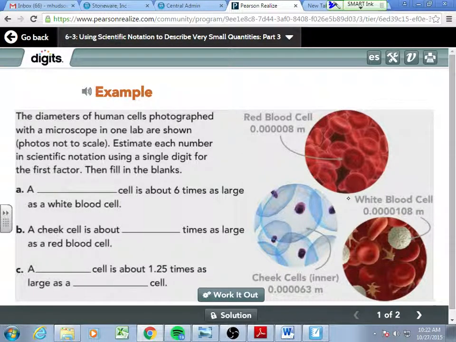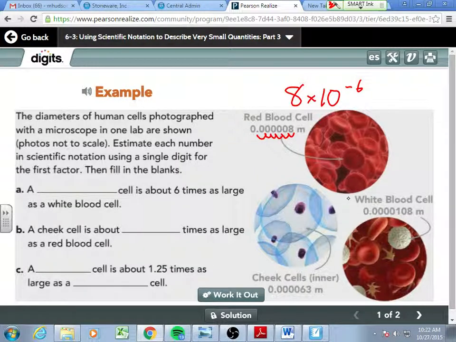So let's compare that. Let's write all of these in scientific notation. It says estimate each number in scientific notation. That's probably going to come into play down here. My red cell, that's pretty easy to write in scientific notation. It'll be 8 times 10. Well, how far would the decimal have to move? 1, 2, 3, 4, 5, 6. We should have already kind of known that because of our last slide. 8 times 10 to the negative 6.